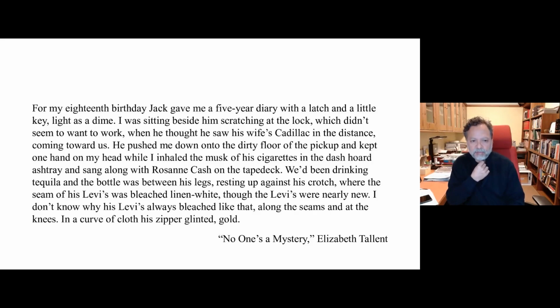So think about this. "For my 18th birthday, Jack gave me a 5-year diary with a latch and a little key light as a dime." Now, what does this tell us about Jack, right? He gives her a diary, which is an interesting gift to give on an 18th birthday in a thematic way, because a diary allows you to record yourself as you go through time, but with a latch and a little key light as a dime, right? If you've ever seen one of these diaries with these flimsy keys, you know that they're meant for children. This is a gift that you would give to a 7-year-old, not to somebody who's turning 18. So it tells us something about Jack.